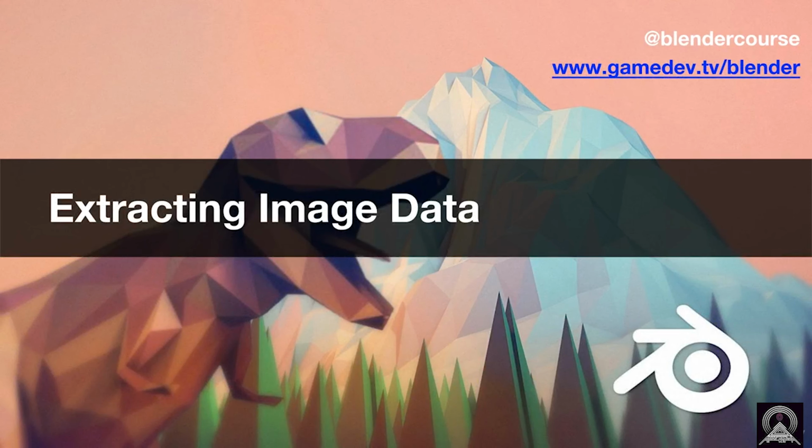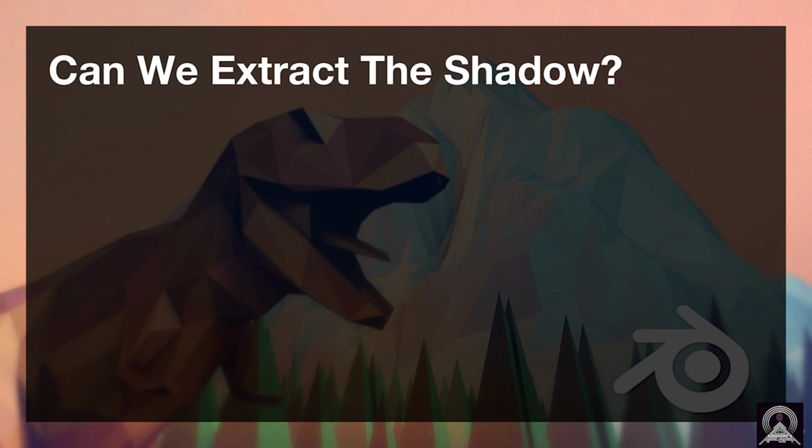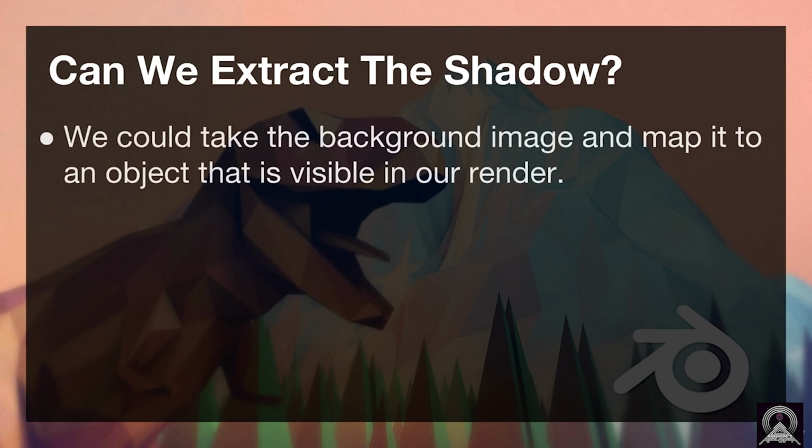Welcome to extracting image data. So can we extract this shadow? There are a couple of ways that come to the top of my mind that we could do. This is a rather arduous one. We could take the background image and map it to an object that is visible in the render, but that can cause no end of issues, especially if we're animating. Things can change rather rapidly and you'd have to remap every frame. No good. There would be a better way of doing that.